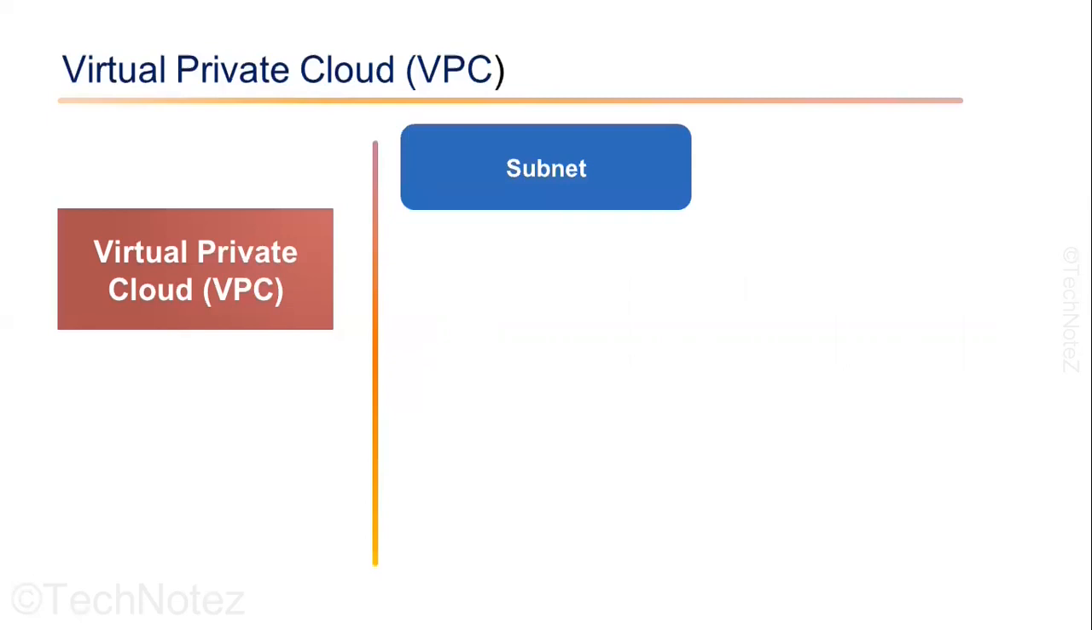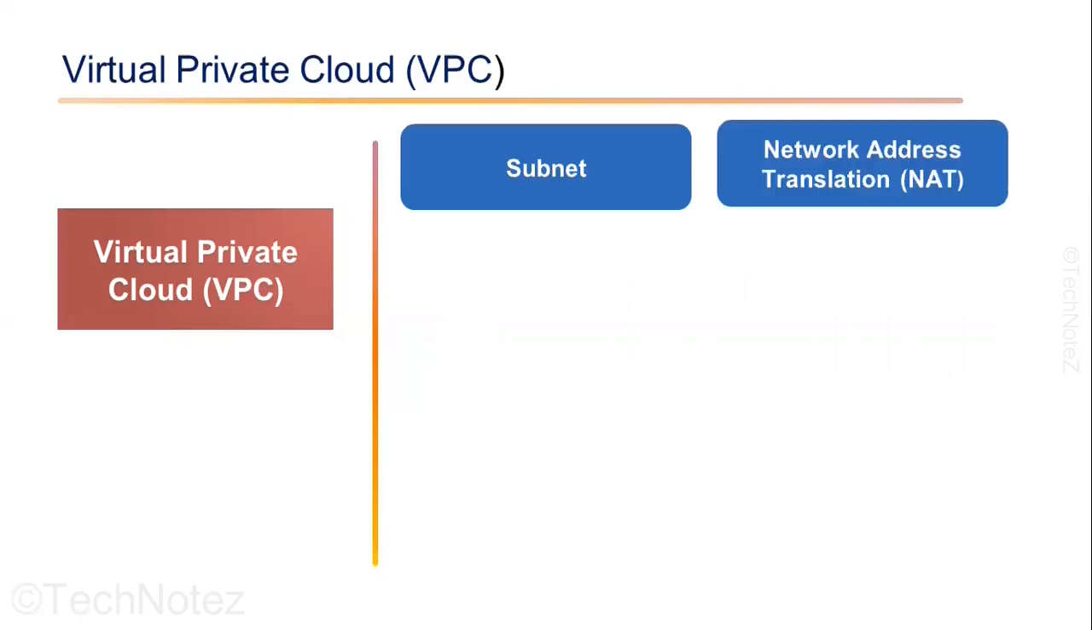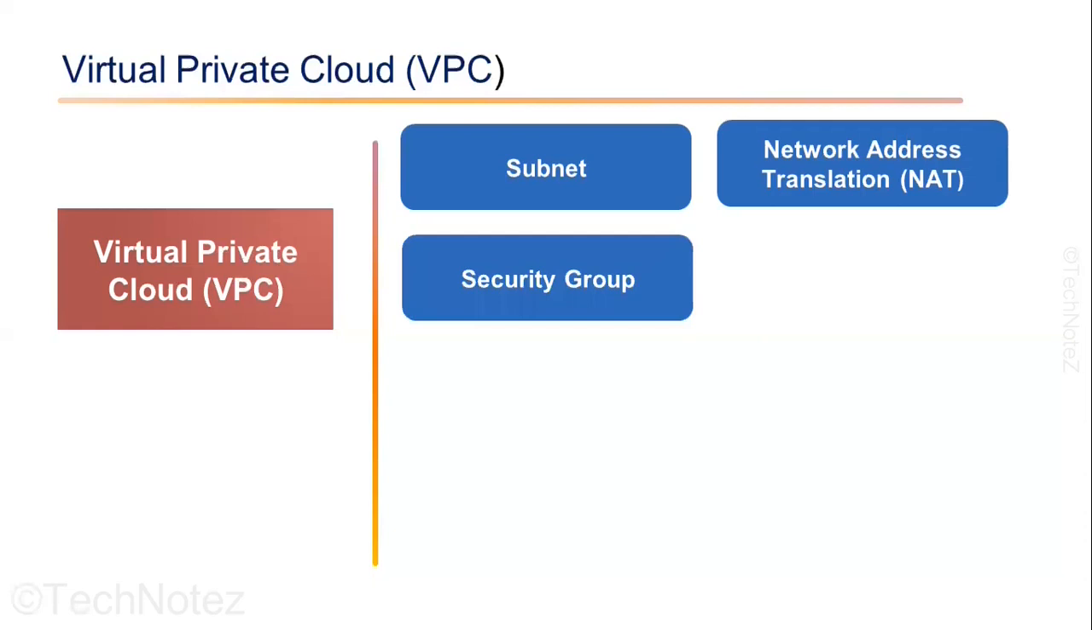Subnets. A VPC is divided into one or more subnets. You can launch resources such as EC2 instances into a subnet. Network address translation. VPC enables the instances in a private subnet to connect to the internet or other AWS services using NAT services. Security group. A security group acts as a virtual firewall for your instance to control the inbound and outbound traffic.